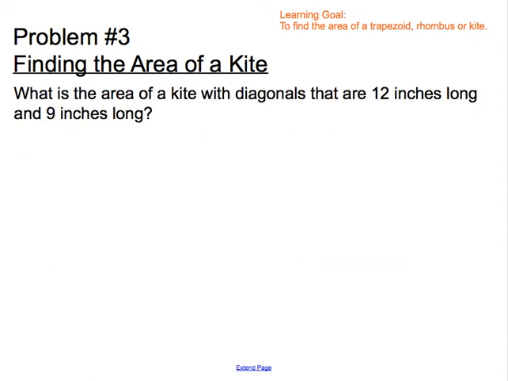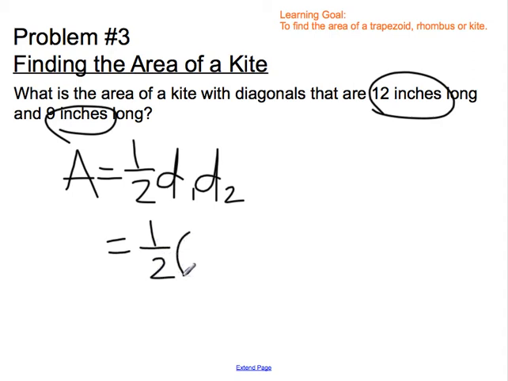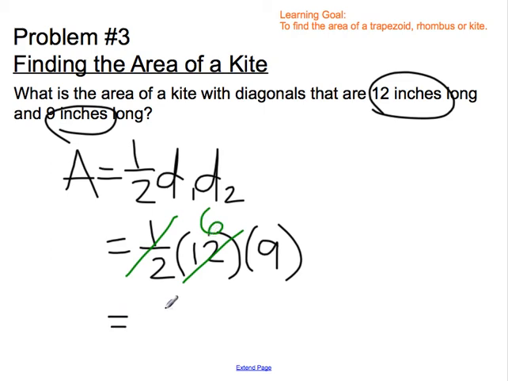This second example doesn't have a picture, but we can solve it anyways. We know that the formula for area of a kite is 1/2 diagonal 1 times diagonal 2. The diagonals are given in the question, 9 inches and 12 inches. So we just go ahead and plug those into the formula. We have 1/2, diagonal 1 is 12, diagonal 2 is 9. The 1/2 and the 12, we can combine those to be a 6. And 6 times 9 is 54 square inches.